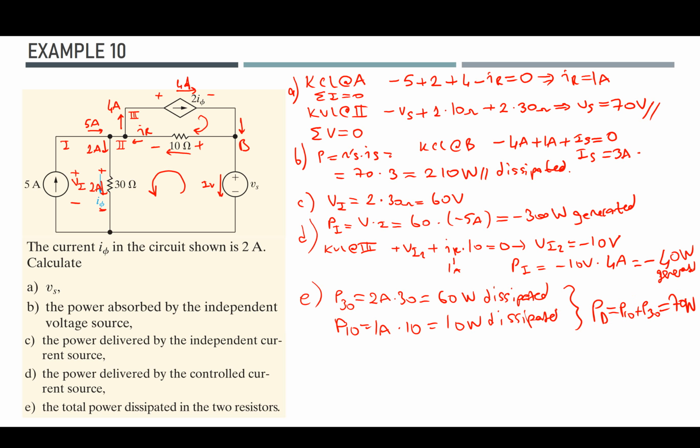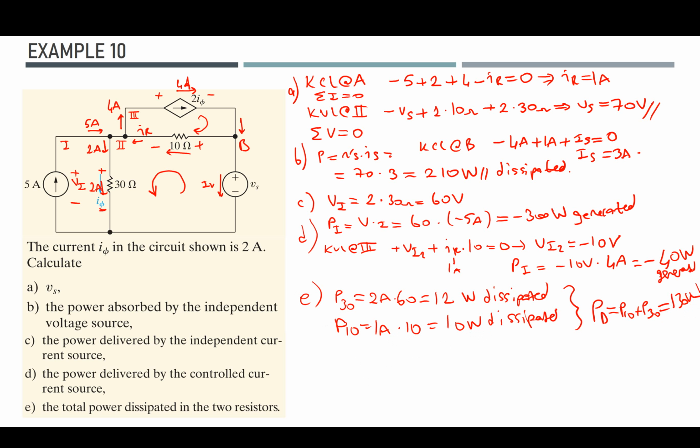But I think I made a mistake. The thing is, the voltage across the 30 ohm resistor is not 30, it's 60 volts. So the current times the voltage would make it 120 watts, and the same applies for this, but since the voltage across the 10 ohm resistor is 10, it's again 10, and in total we will get 130 watts of dissipated power.